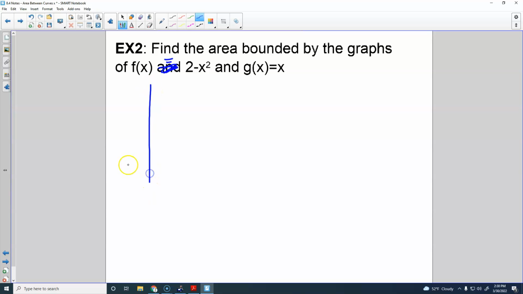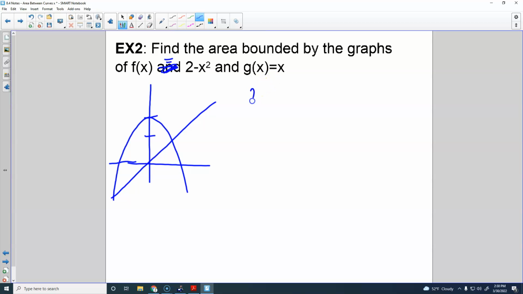I know that 2 minus x squared is going to be an upside down parabola that looks like this. I also know that g of x equals x is just going to be a straight line that looks like this. What I'm not entirely sure of without graphing this really well is where these are going to cross. So I could try to do a much better graph than I've done here, or they will cross when they're equal to each other, right?